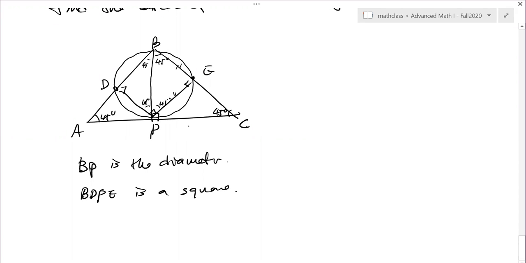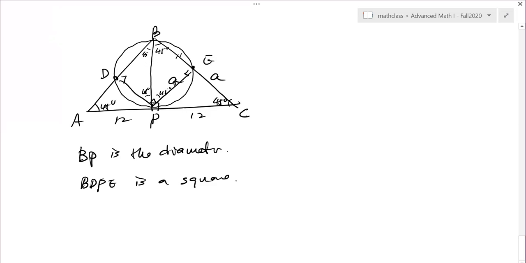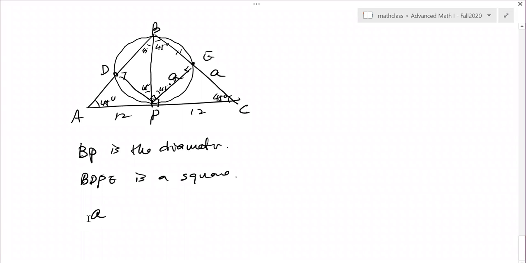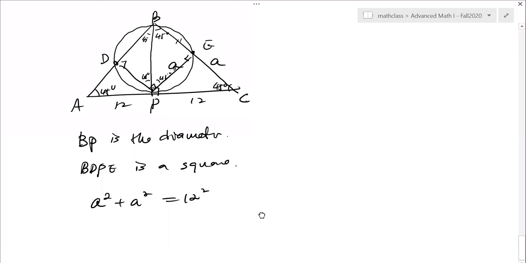So this side PC, we are given, right? PC is going to be 12. So if this side is A, this side is A, right? We are talking about the area of the shared region. It's not a circle. There should be no pi there. So A square plus A square equals 12 square. The area of the square is just A square. It's 12 squared divided by 2, which is 144 divided by 2.